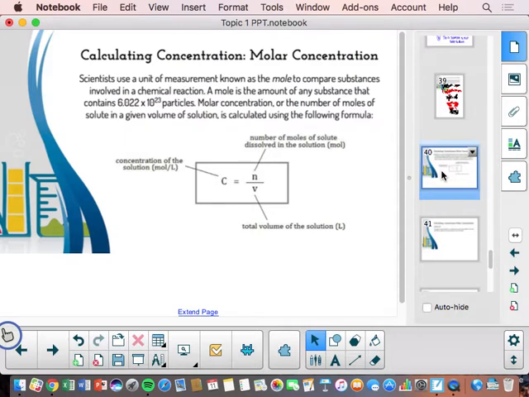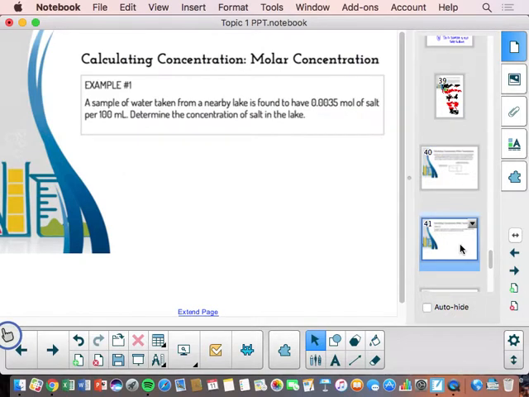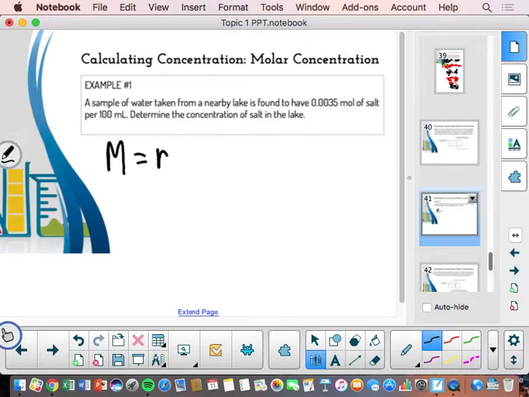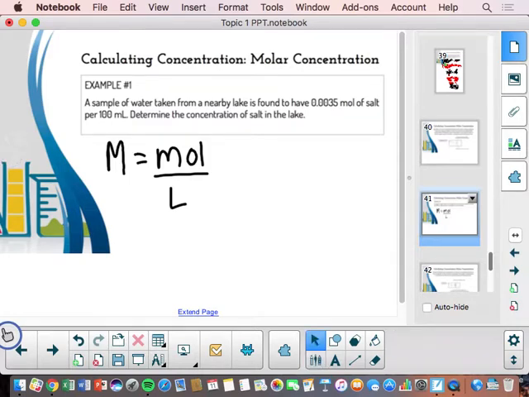Now, the last one over here, we're doing a calculation of molar concentration. I'm going to just skip right through to the example here. Our concentration is always equal to moles over liters. Sometimes I write C is equal to n over V. I prefer writing it this way, so I'm going to show you it this way.